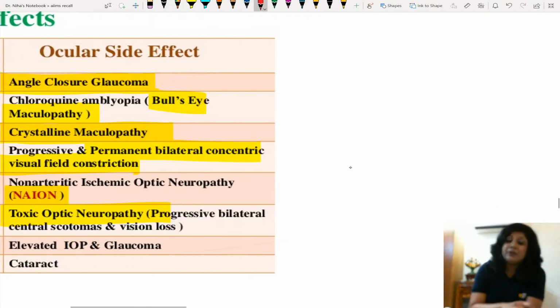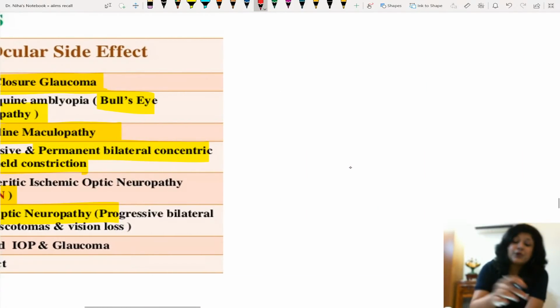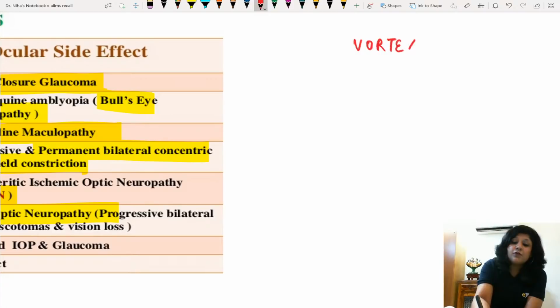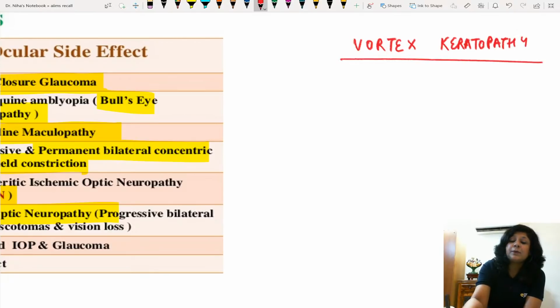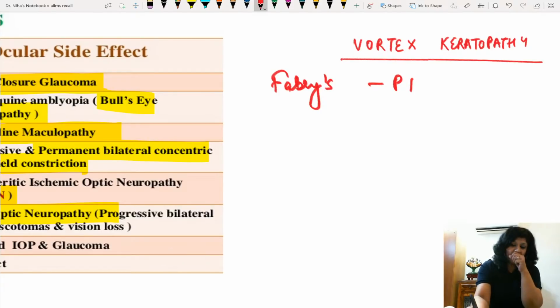Then if you remember, we also discussed the vortex keratopathy. Vortex keratopathy is also caused by so many of the drugs. What was the formula? It was Fabry's pica. It is the Fabry's pica.